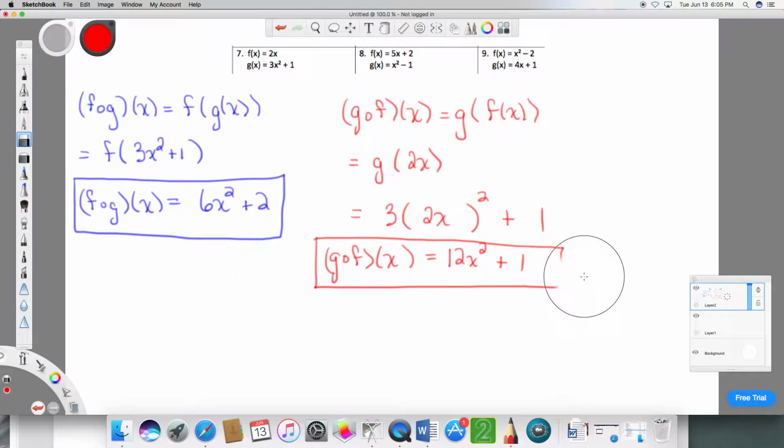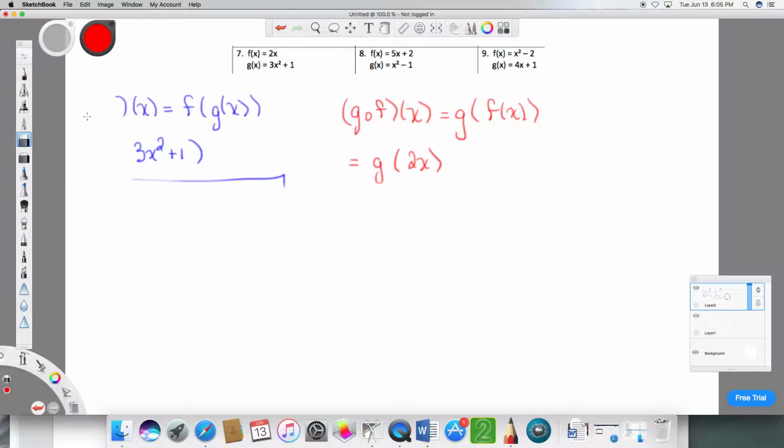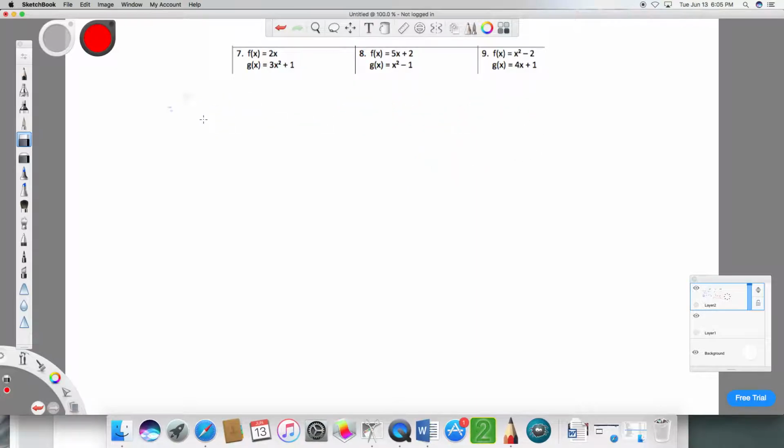Hopefully I didn't make any silly kind of error. Let's take a look at number 8. We'll use f and g to build this new function, f composed with g, where g is the input of f.